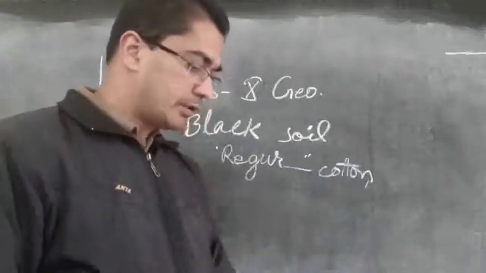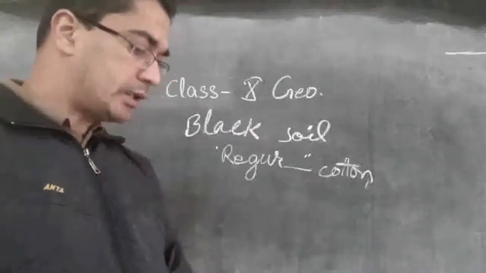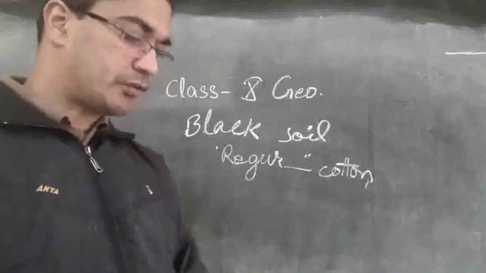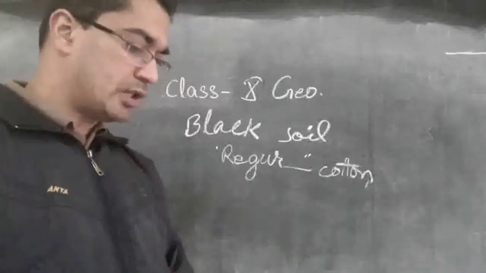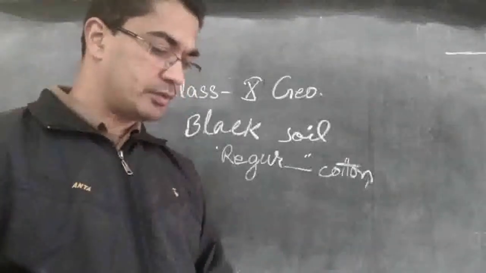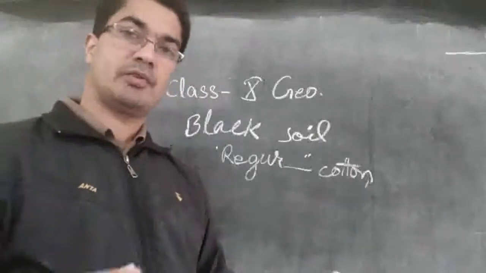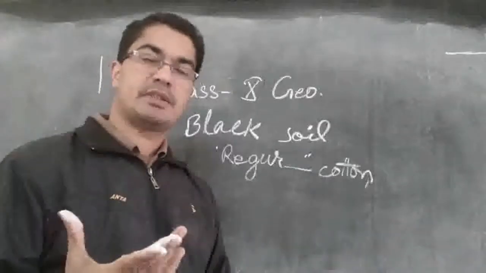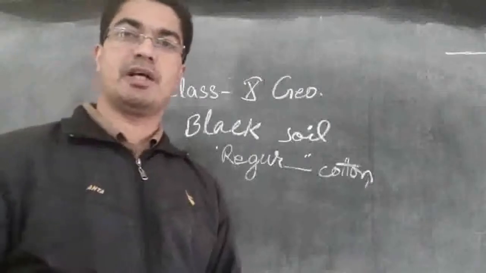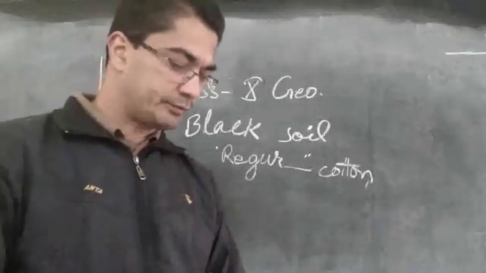Then it is believed that climatic condition along with the parent rock material are the important factors for the formation of black soil. So what is responsible for the formation of black soil? It is climatic condition along with the parent rock material. So when there is a special climate, maybe too hot, too cold, the parent rock starts breaking and changes take place and black soil is formed.